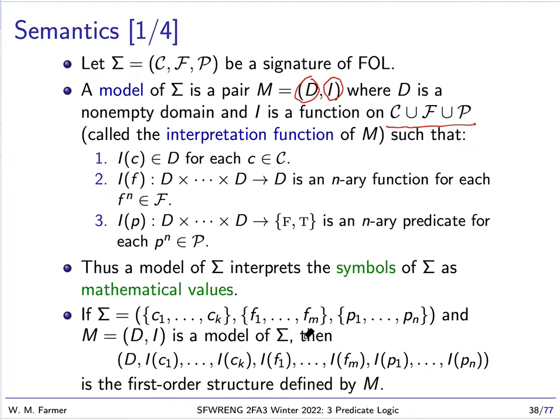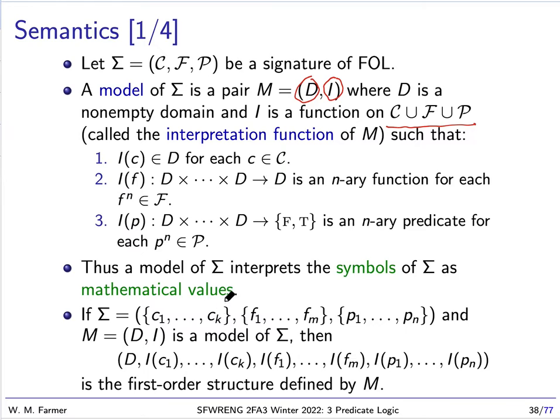A model of sigma is basically a way of interpreting the symbols of sigma as mathematical values. So when we think of these, c, f, and P, we don't think of these as values, functions, and predicates. They are symbols. This is a symbol, and a model will tell us how we're going to interpret it. And f is a symbol, and the model will tell us how to interpret that. And P is a symbol, and the model will tell us how to interpret that.